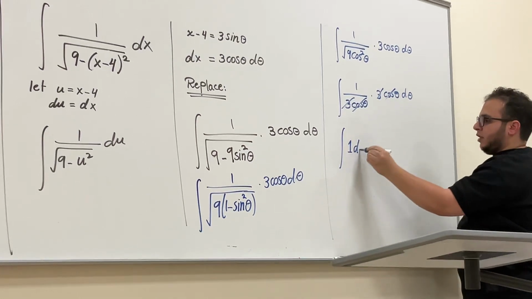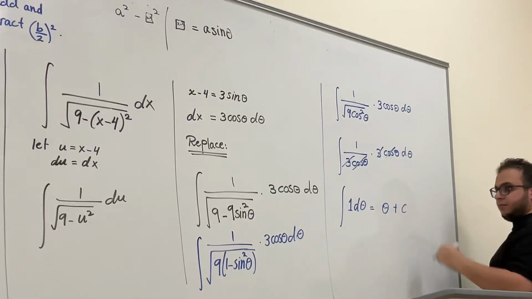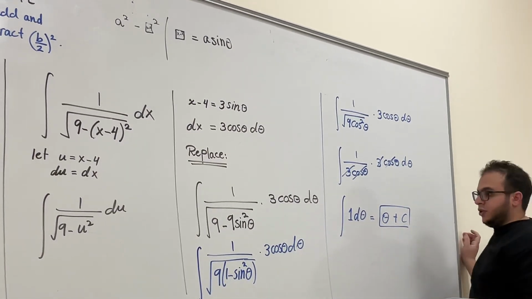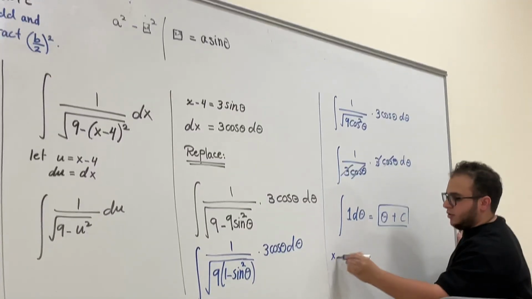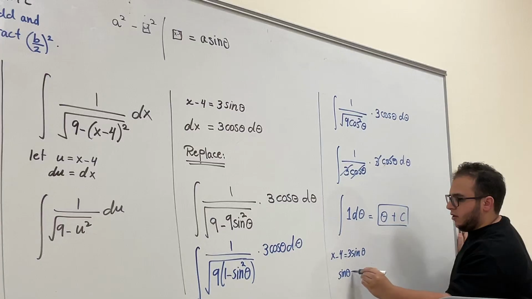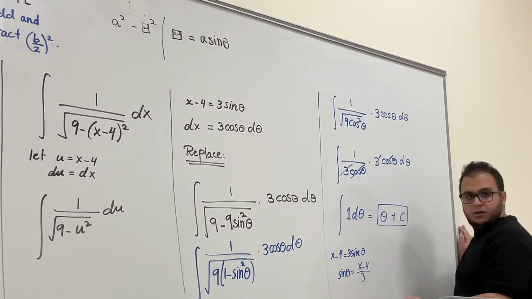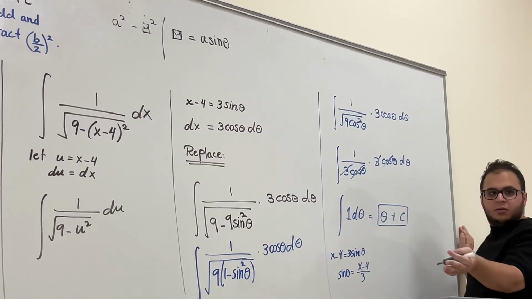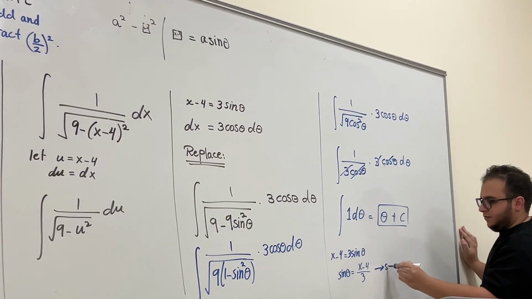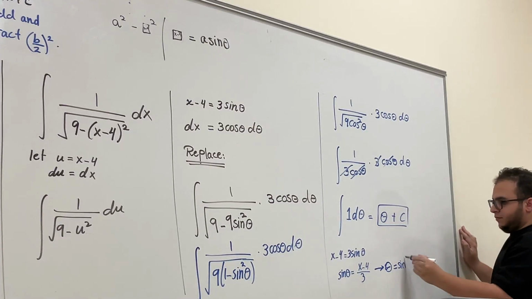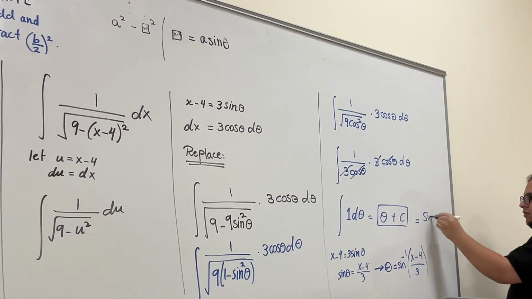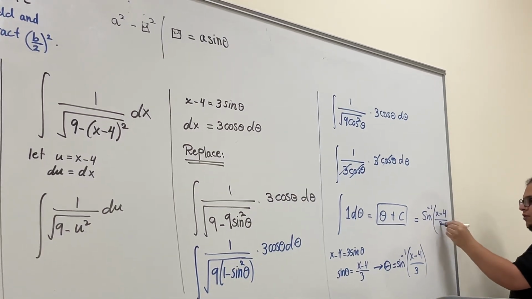So the integration of 1 d theta is theta plus c. Now to replace theta back to x, I look at my substitution. What is my substitution? x minus 4 equals 3 sine theta. So sine theta equals (x minus 4) over 3. But I don't need sine theta, cosine, tan, or secant. I just need theta. So I can do sine inverse. That's the final answer: sine inverse of (x minus 4) over 3 plus c.